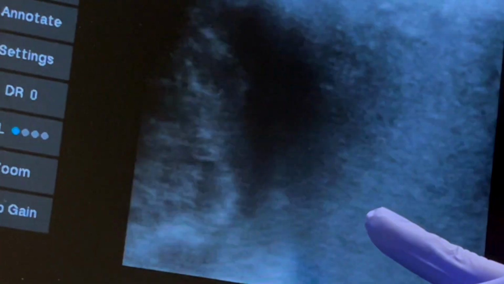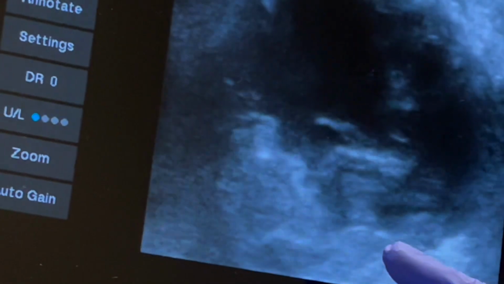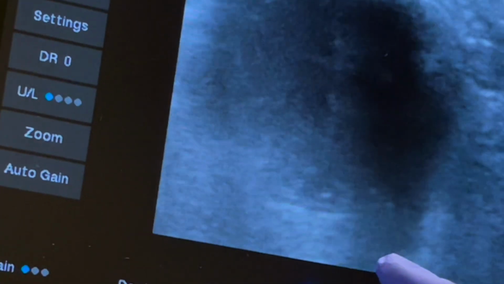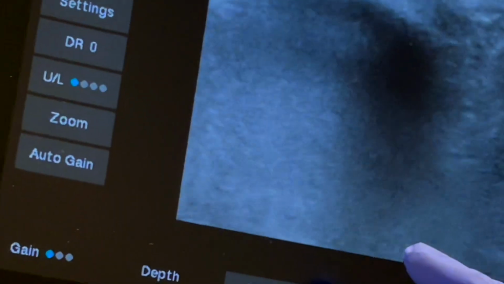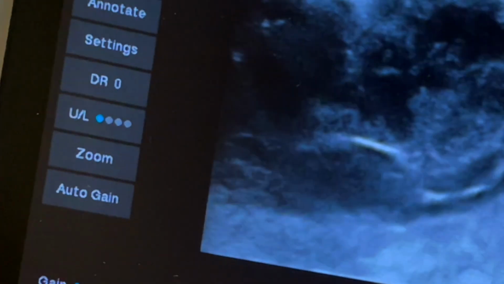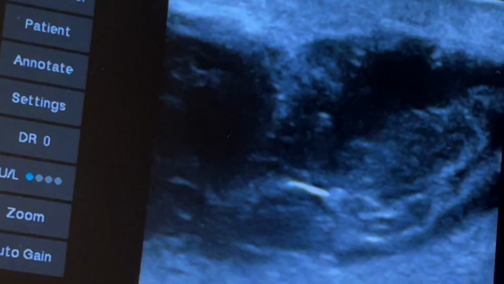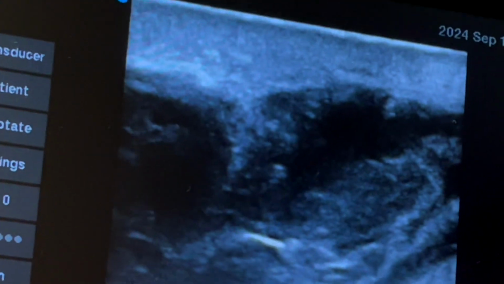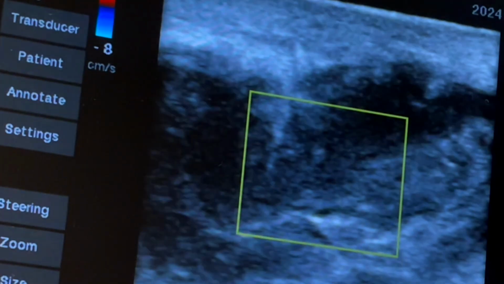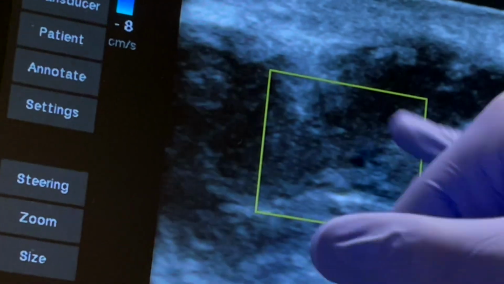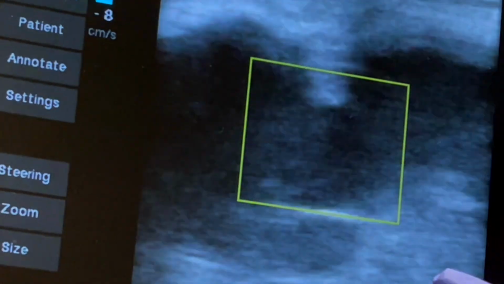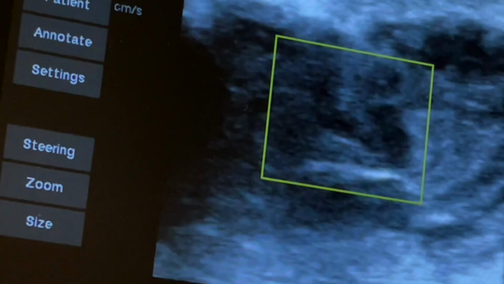You can rotate your probe and get the full extent in a different plane. And notice this area is compressible. This does cause some pain to the patient. I want to make sure this is not a vessel, so I can switch to color mode and see if it has any vascularity. Notice there's no redness or blue there, so this is not a vascular structure.